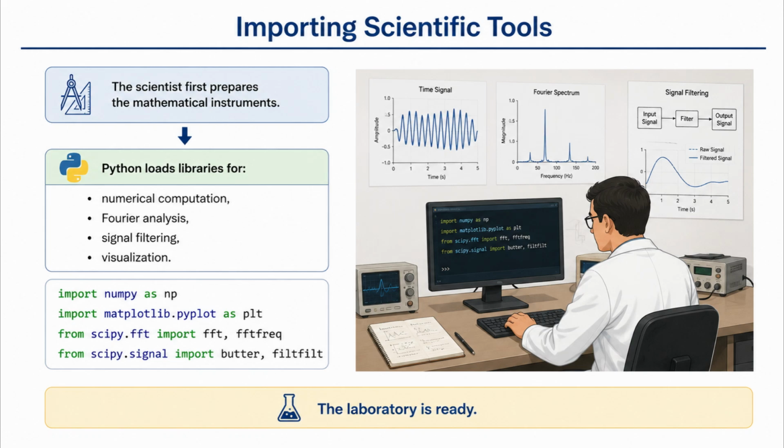Today, we will use the Fourier transform to move from raw measurements to hidden frequency structure in Python. At first, we need to import scientific tools for numerical computation, visualization, Fourier analysis, and signal filtering. Each library becomes a specialized scientific tool.